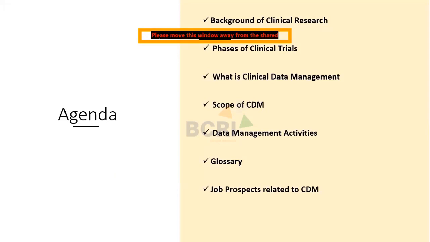Okay, so this is the brief agenda of what we are going to speak about today. So basically, we are going to learn about a bit of clinical research: what are the different trials, phases of different clinical trials. We are going to learn about clinical data management: what is the scope, different data management activities. And I've kept a short glossary, so it includes certain terminologies that need to be known while you are entering the clinical research world.